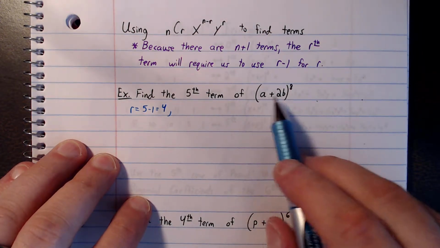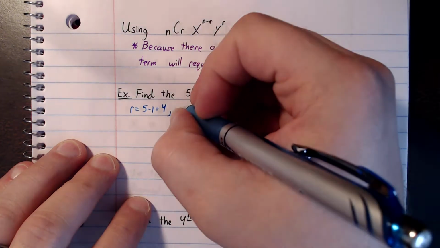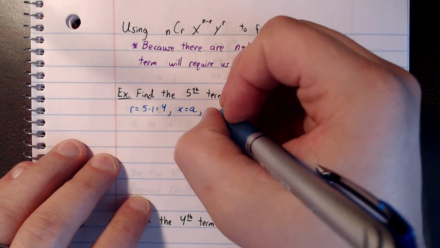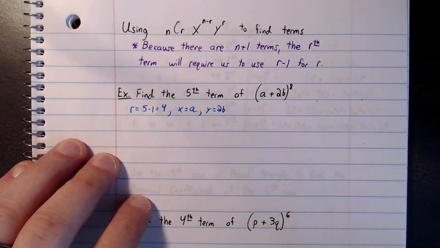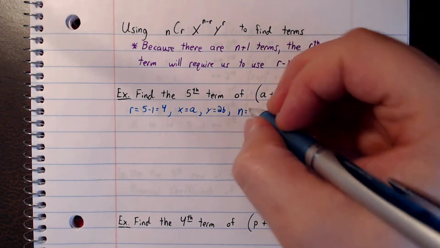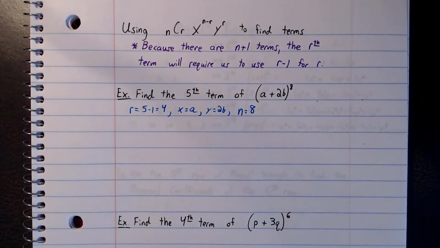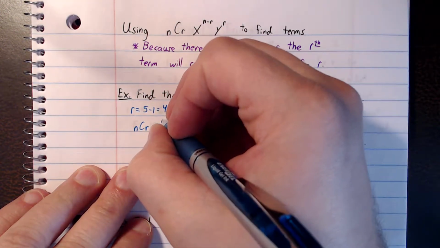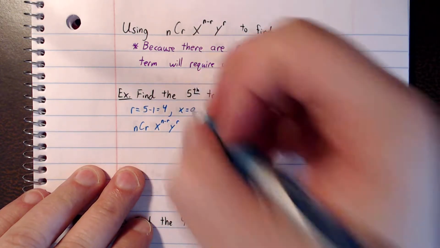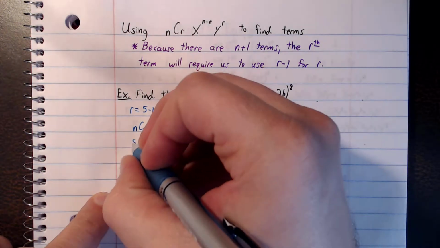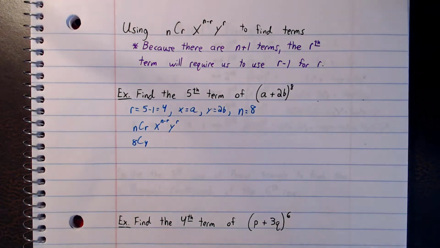I also really don't like these a's and 2b's. So we're going to just replace it with x's. So a will be x right now, and y's. y will be 2b for right now. And we'll substitute those back in later. The last thing that we need is our n value, which is up here. They give it to us as 8. The formula says n choose r times x to the power of n minus r times y to the r. So if we just fill in basically all those values, right? n we said was 8, choose 4 is our r value.